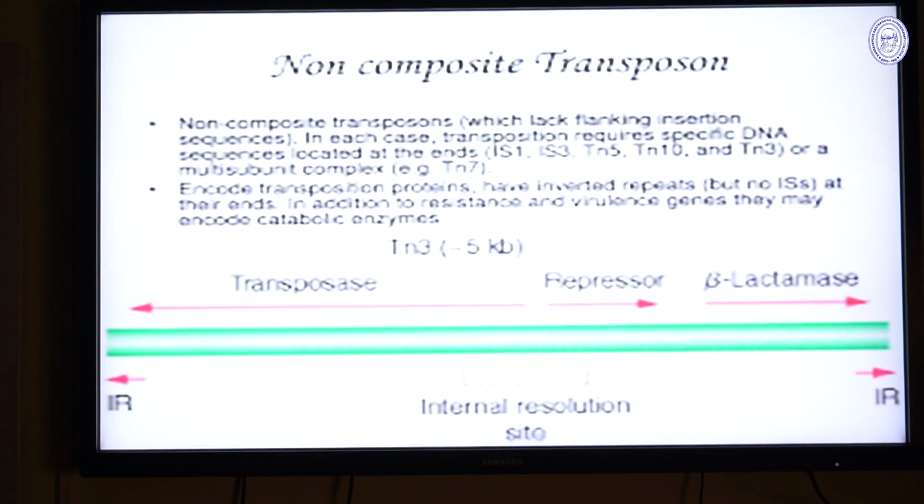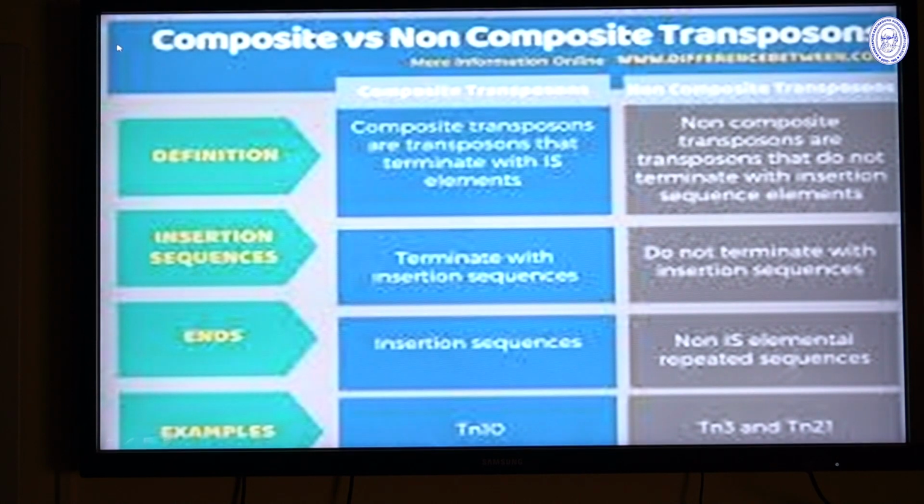And in addition to the resistance gene, they also provide genes which can mark some special characteristic, like the virulence gene, any other drug resistance gene, and so on. So coming up to the last part of today's lecture, we will be concluding by giving a small diagrammatic or chart form difference between a composite and a non-composite.